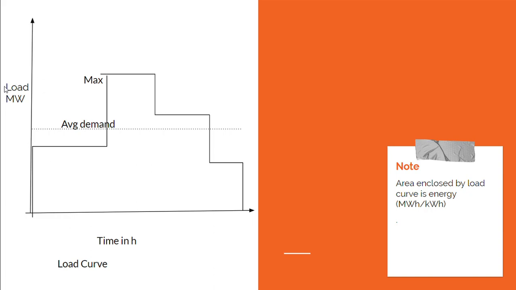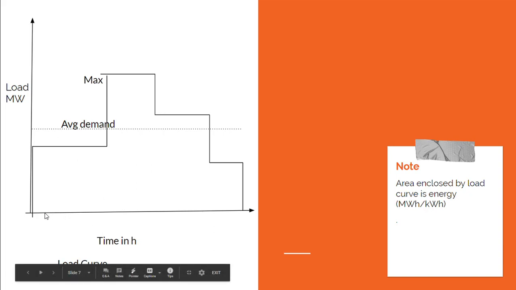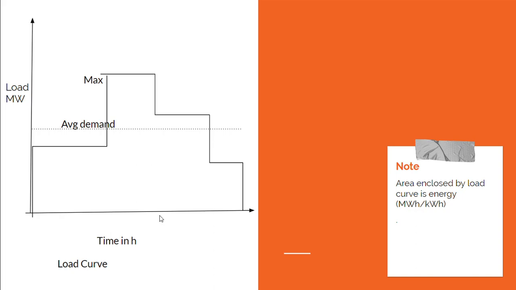So the load curve is basically, on the y-axis you have load, which is in megawatts, and in the x-axis you have time in hours. For the annual load curve, this time would be 8760 hours. For a monthly load curve, it would be 30 into 24 hours, and for the daily load curve, it would be 24 hours. This dotted line shows the average demand.